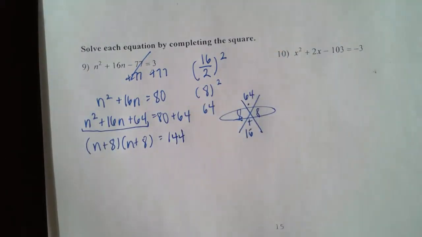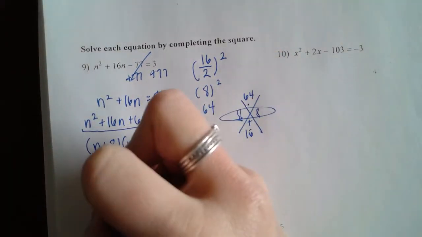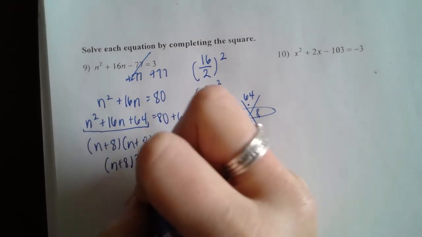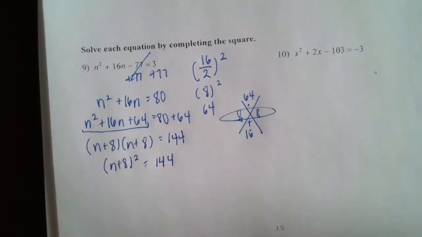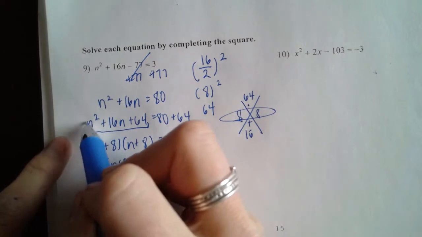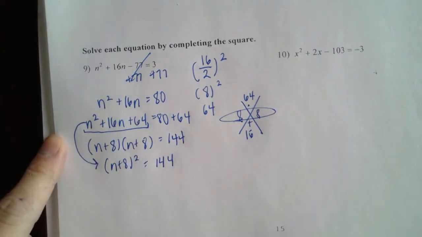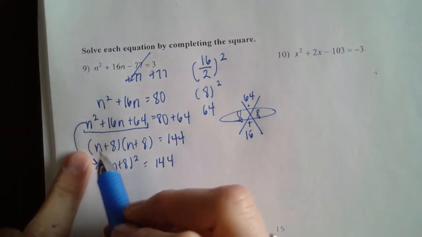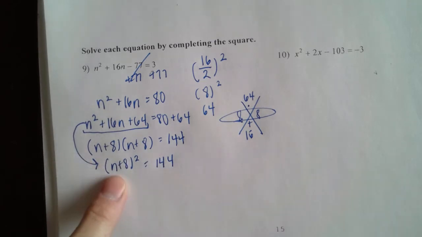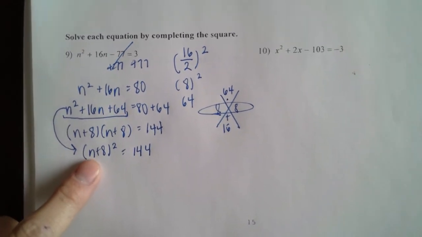Always want to double check my answers. And then since there's 2 of these, it's really n plus 8 squared equals 144. So remember, you can jump from here to here if you'd like. On my answer keys, I wrote this on some of them, and some of them I skipped, it just kind of depended.